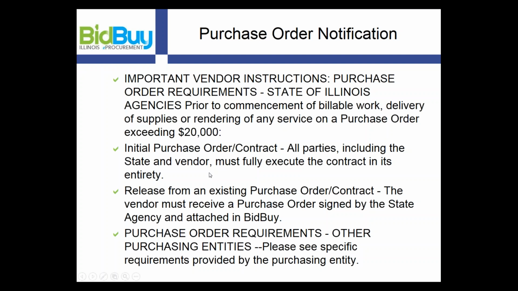So on a release from an existing purchase order or contract, the vendor must receive a purchase order signed by the state agency and attached in BidBuy. So there you'll have your 2 signatures by that state agency on an existing purchase order. For purchase order requirements for other purchasing entities, please see the specific requirements provided by the purchasing entity. So we just want to make a note there.